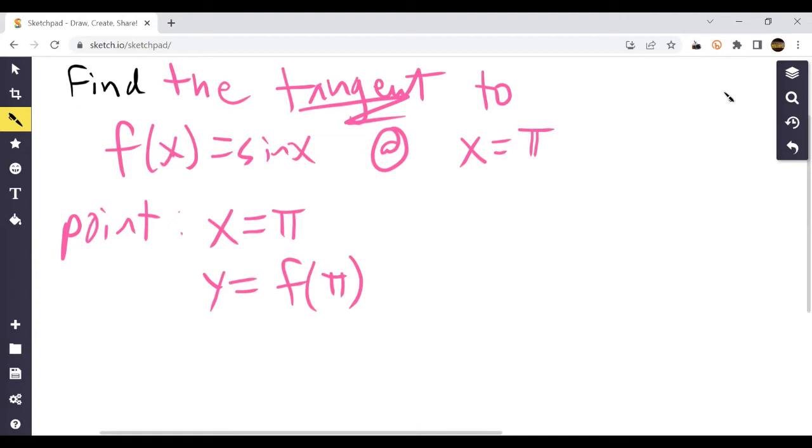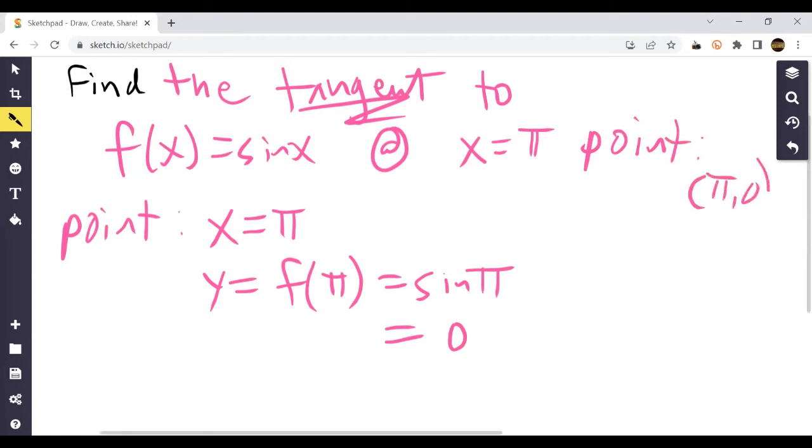And the y coordinate is what you get when you plug in the x coordinate into the original. So that's f of x, so that goes f of pi. And that would be sine of pi. Because whatever you put there, you have to put there as well. Now, we know that sine of pi on a calculator, if you have it set to radians, should be 0. And so we just discovered that our point of tangency is pi comma 0.